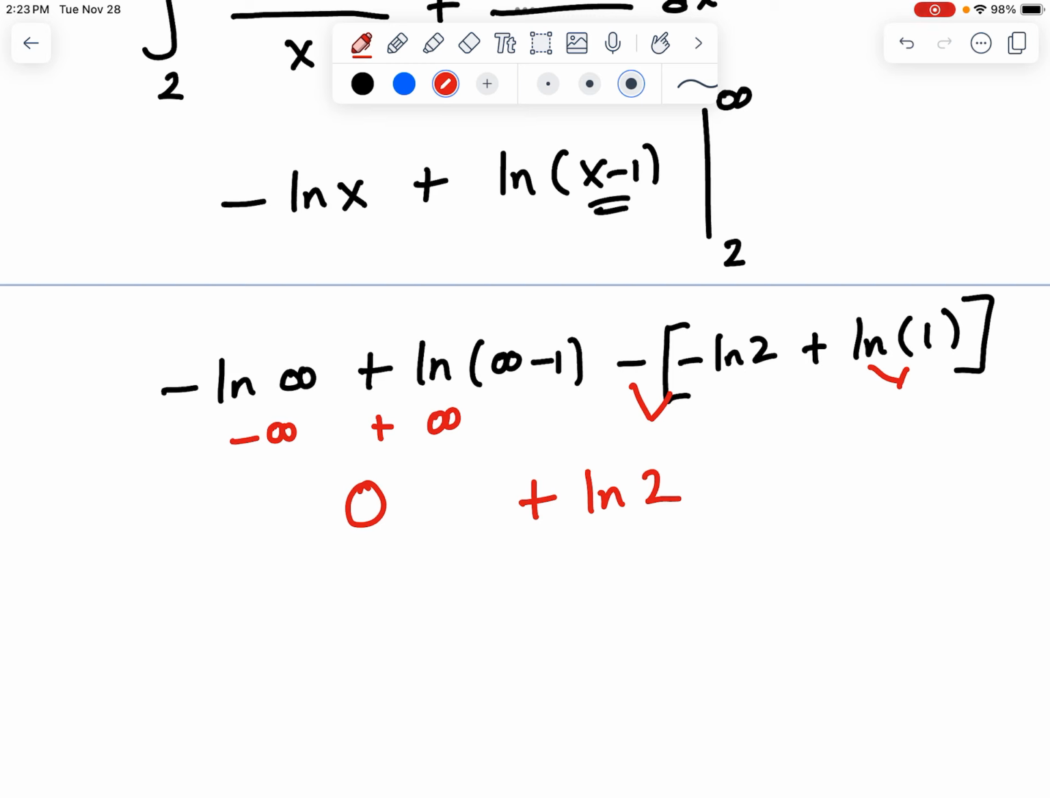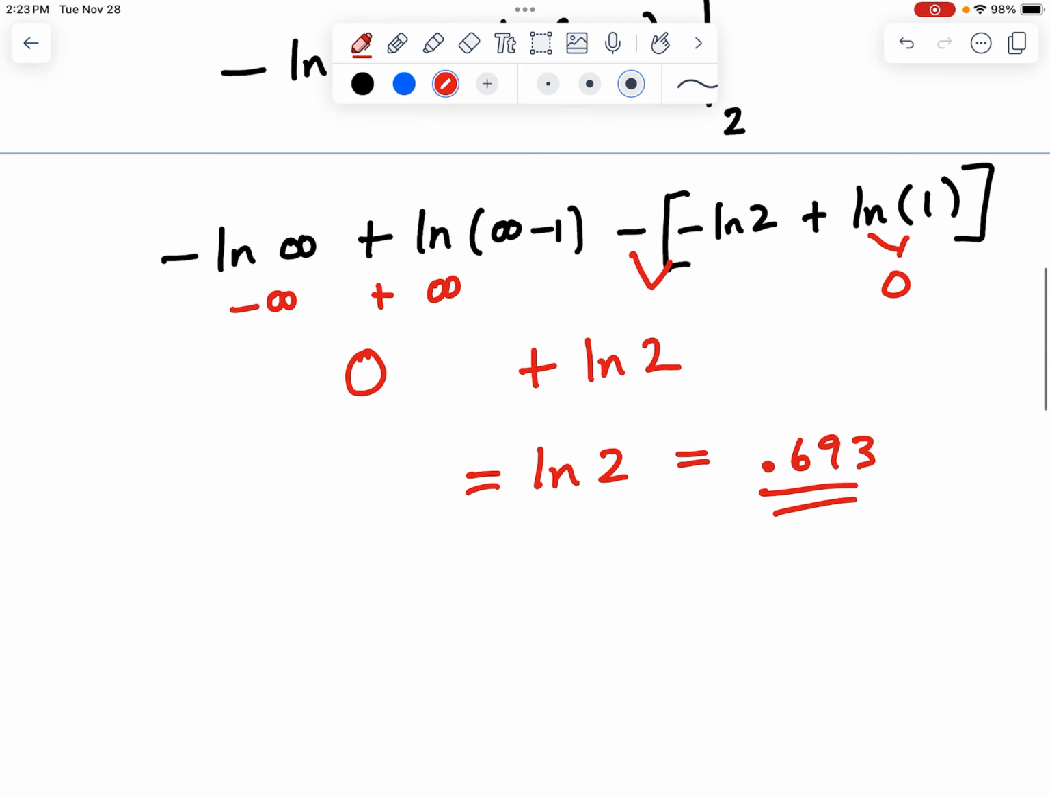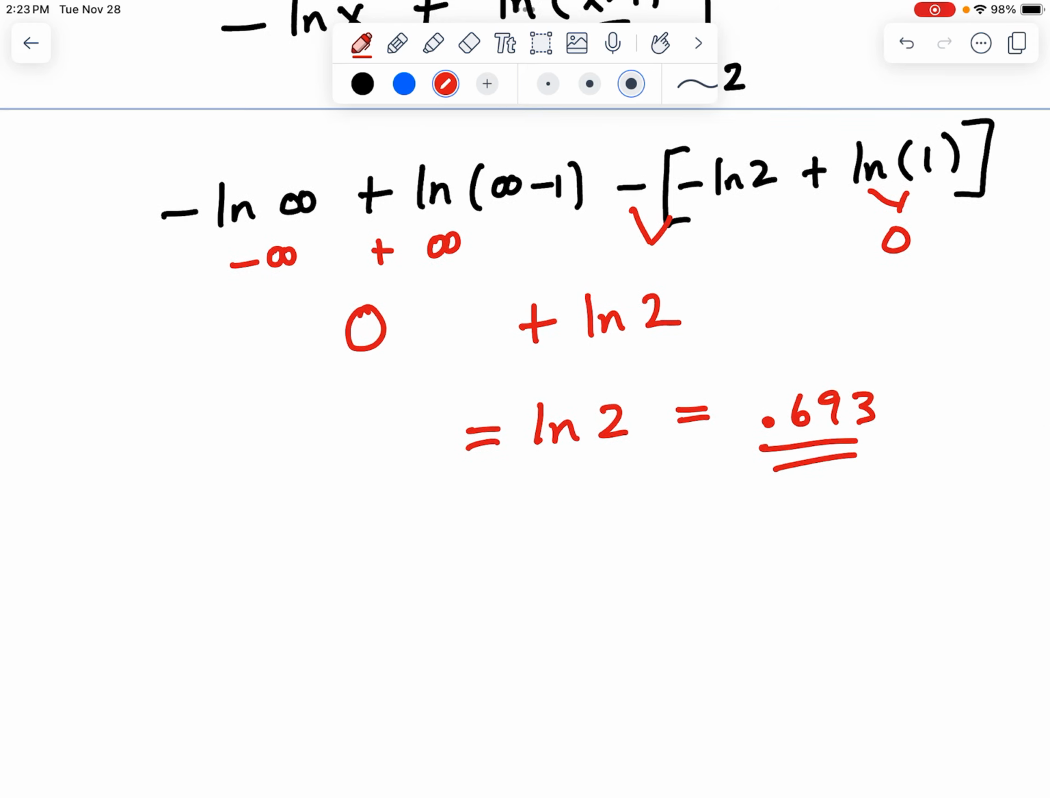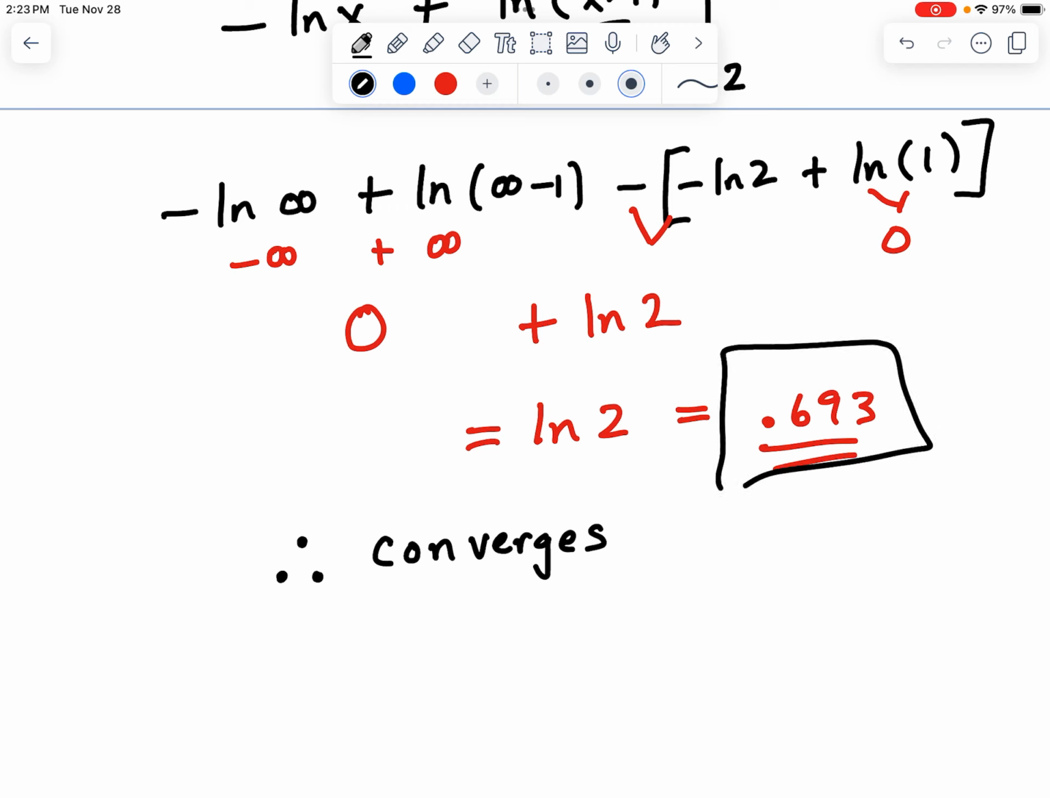And then the natural log of 1 equals 0. So the whole thing equals the natural log of 2. And then of course everybody knows that equals 0.693. So my estimate is that the answer is going to be approximately 0.693. That's just an estimate. And since that is a finite number, I can say therefore it converges. And when you do the integral test, this is a pretty rough estimate. The answer might end up to be like 1.2 or might end up to be 0.42.